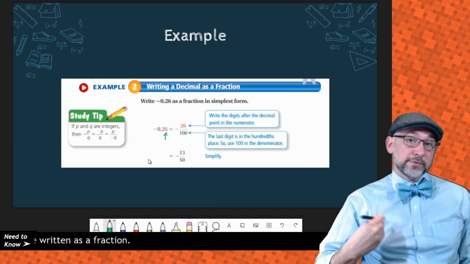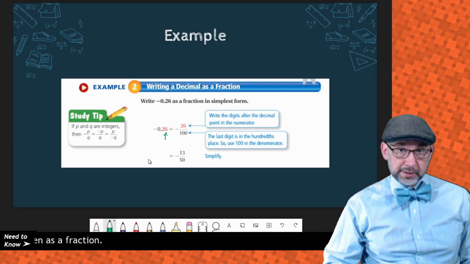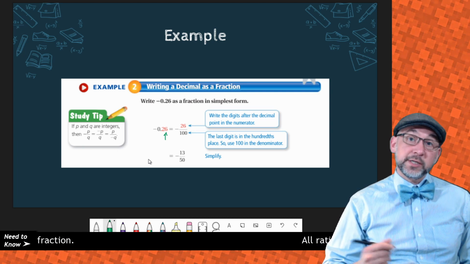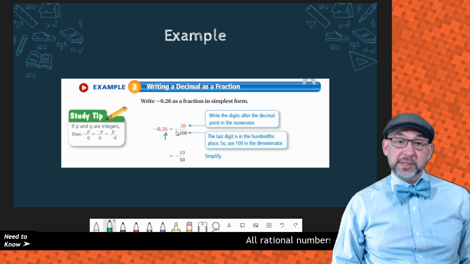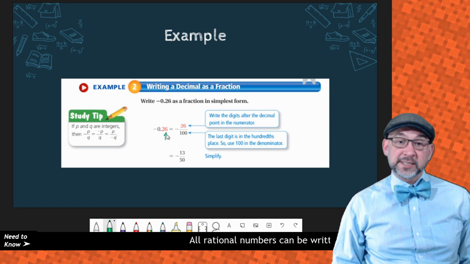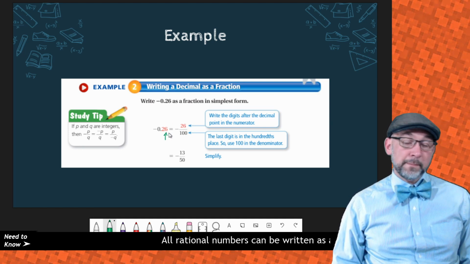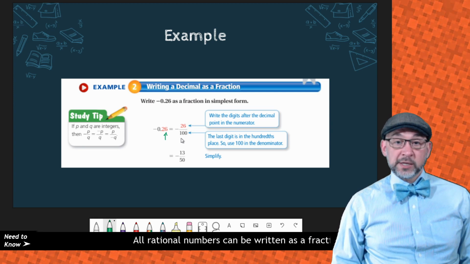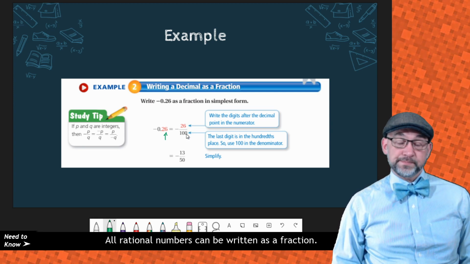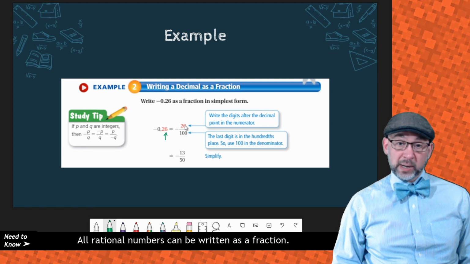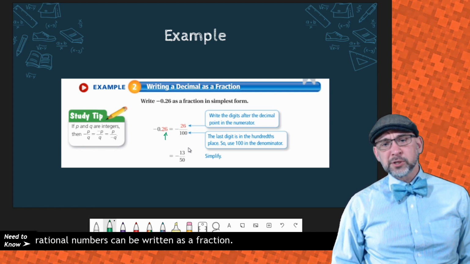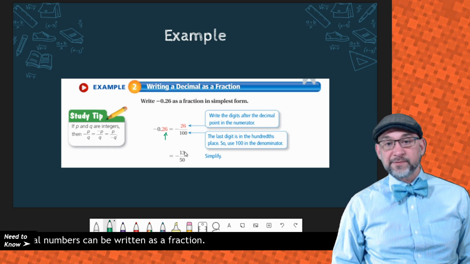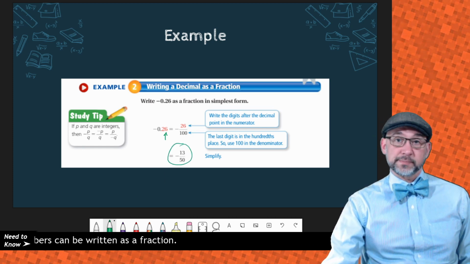You need to think about what you said. You said negative 26 hundredths. The place value is the denominator of the fraction. So the digits after the decimal point become the numerator, and the last digit, that place value, becomes the denominator. So I have negative 26 over 100. This can be simplified because both 26 and 100 are divisible by 2. So you divide both by 2 and you get negative 13/50ths.